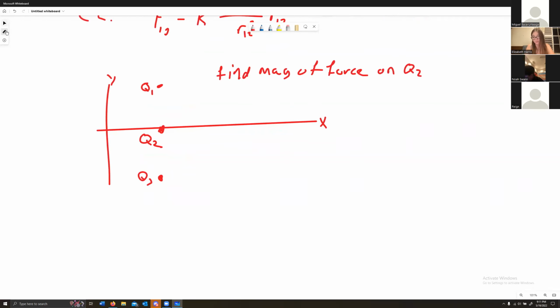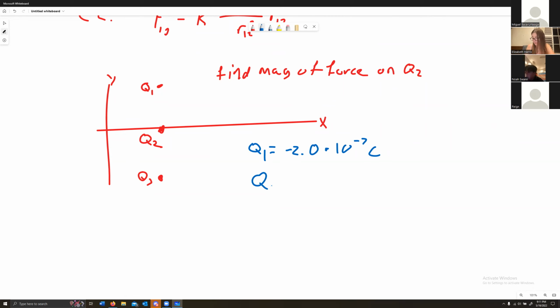I'll write it down over here in blue, because I like blue. So Q1 charge is going to be, let's say, negative 2.0 times 10 to the negative 7 coulombs.